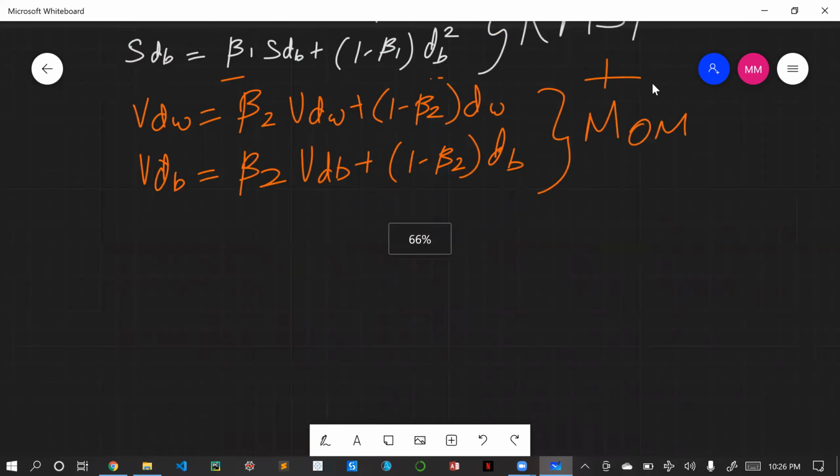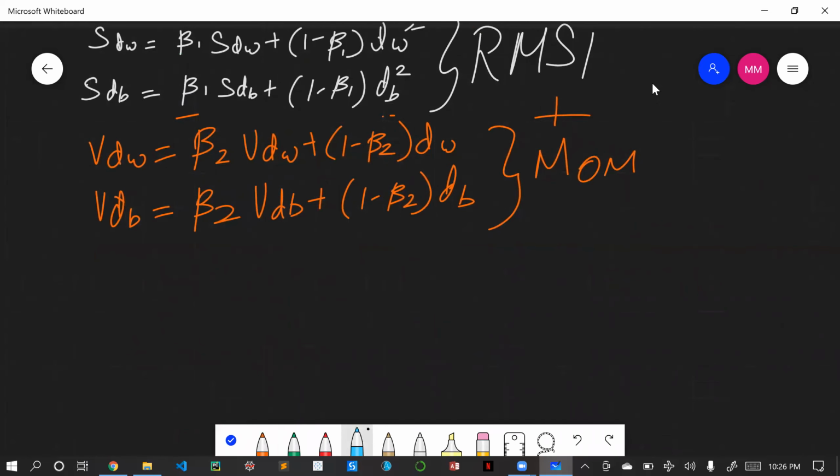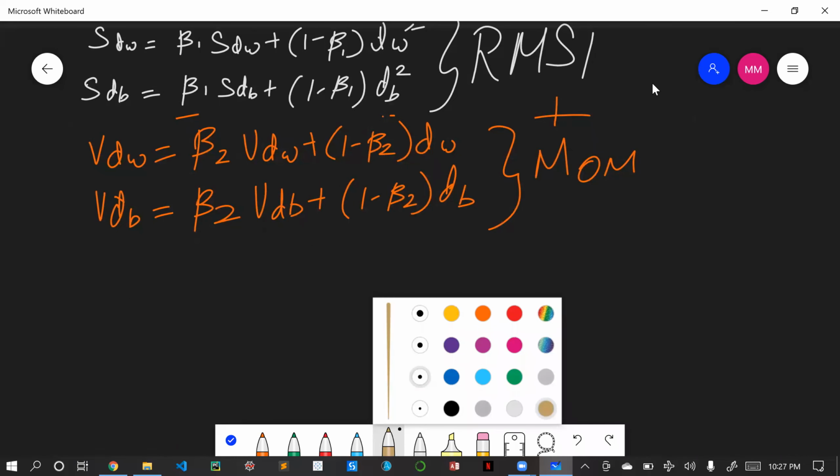Now we'll find the equation for the Adam optimizer. So for finding the Adam optimizer, we'll consider this. This is very small, right? We'll change the color.